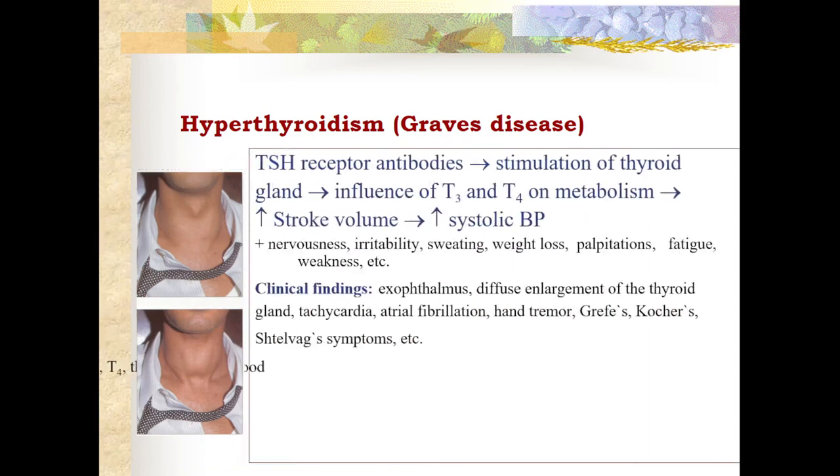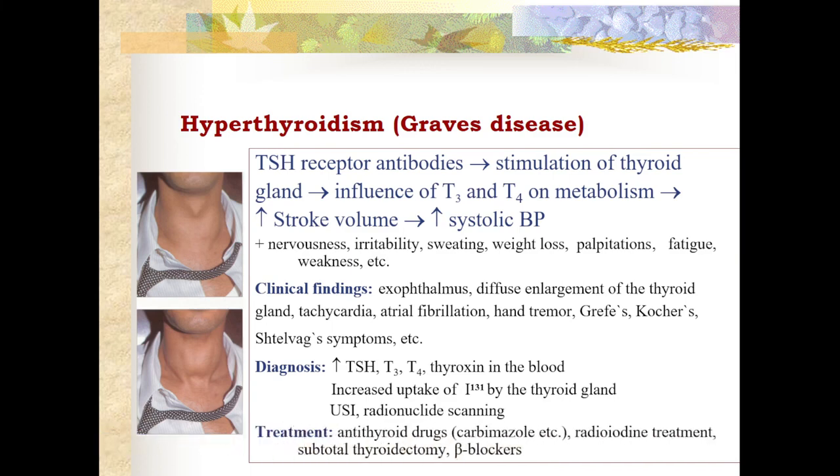Pathology of the thyroid gland. At first, hyperthyroidism, Graves disease. TSH receptor antibodies can lead to stimulation of the thyroid gland and to the influence of T3 and T4 on metabolism, and increase stroke volume and systolic blood pressure.